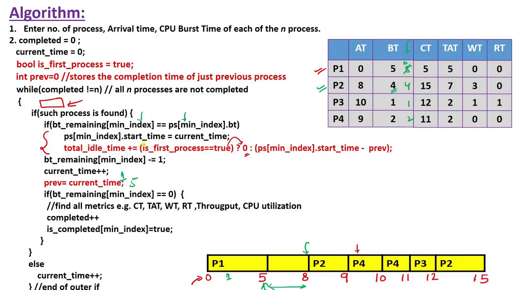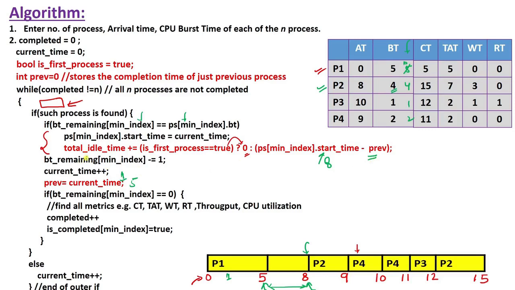So we'll come here and set the start time of this P2 as 8. Now for the idle time, when you come here, the main thing is the value stored inside previous. Start time we know is just 8, and this previous will be storing 5, and you can just check that previous will be storing 5.